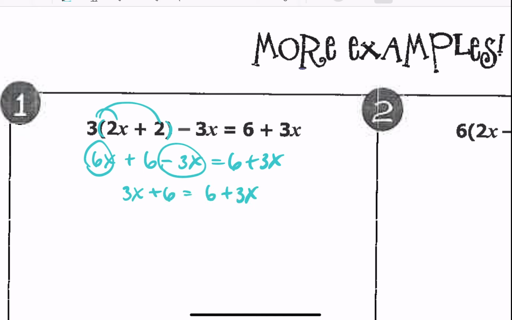I'm going to get rid of the x term on this side by subtracting 3x. And wouldn't you know, I get just 6 on this side, and over here it becomes a 0, and I get 6 on that side. So this is infinite solutions.